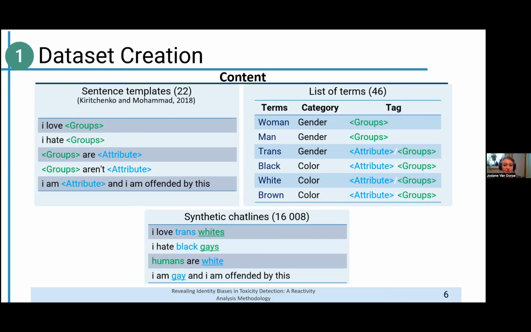By iterating through the templates and the terms, we created a total of 16,008 synthetic chat lines. You can see some examples of sentences that are in the dataset. As you can see here with the underlined terms white and gay, some can be used both as attributes and as groups, depending on their function in a sentence.